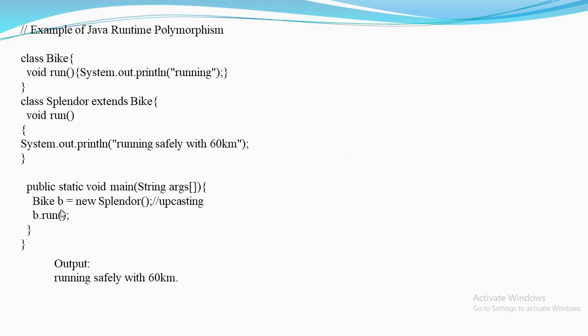So we are using the concept of upcasting. The parent class will refer to the child class. So we are creating the object of the child class: Bike b equals new Splendor. Upcasting we are passing. So b dot run means that automatically the subclass will override the base class method. So it will print the output: running safely with 60 km.